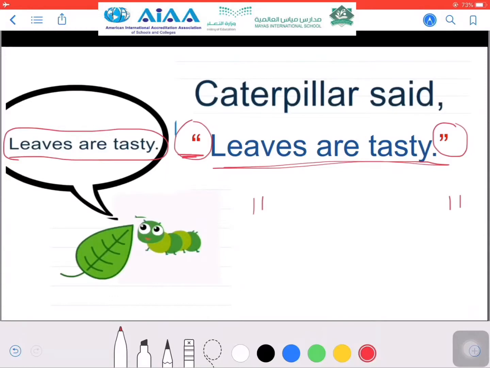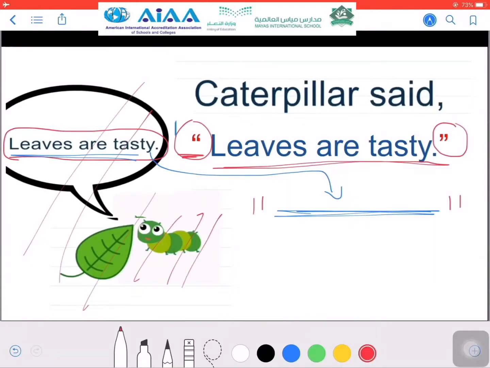So what do we put inside? Inside the quotation marks we write exactly what the caterpillar said. We take it as it is and put it inside the quotation marks, okay? Then at the end it will be like this: Caterpillar said, "Leaves are tasty." Now, when you see this sentence without seeing the picture, you will read caterpillar said, leaves are tasty. Then you imagine who is saying this. Yes, the caterpillar. Then you imagine the picture of the caterpillar.